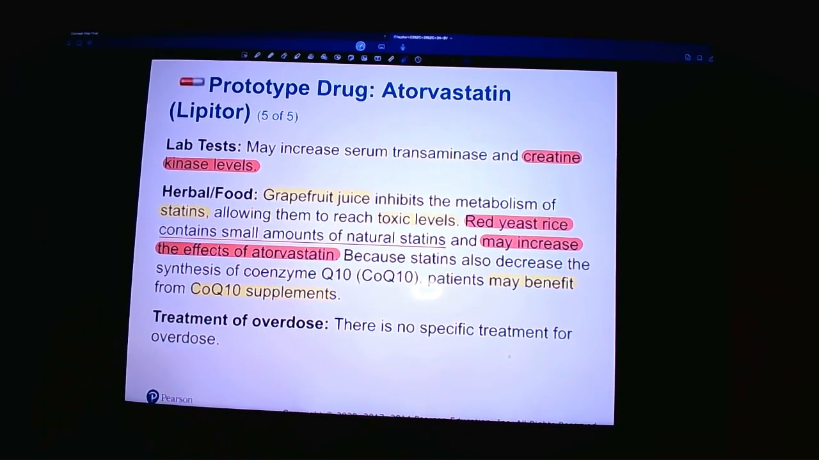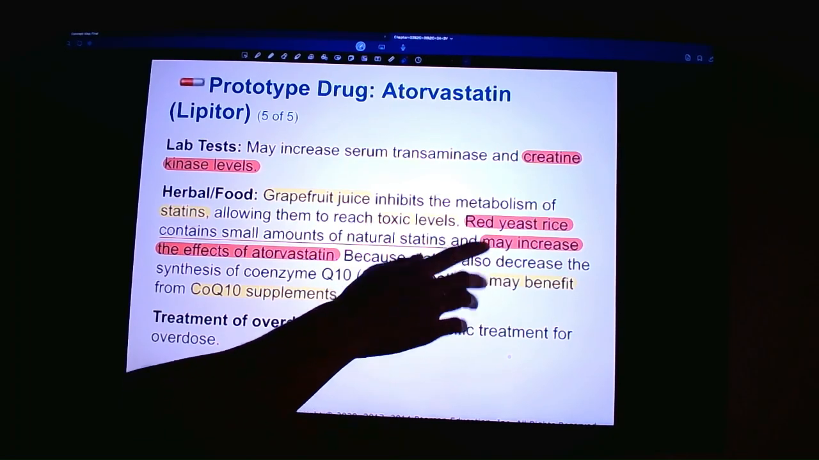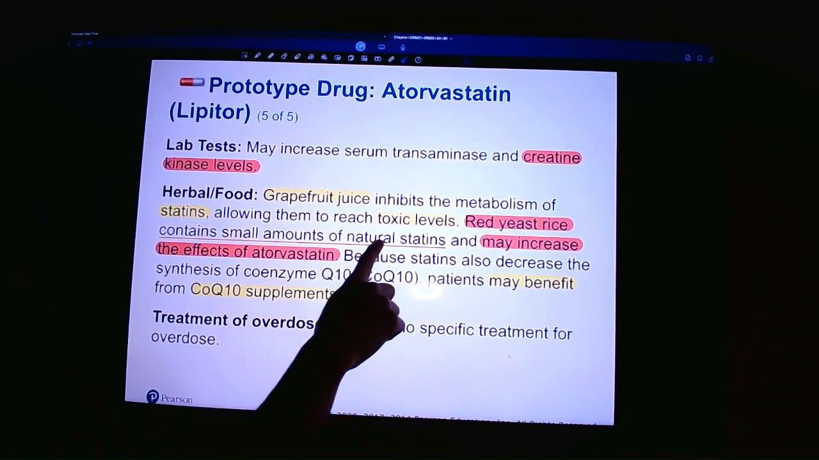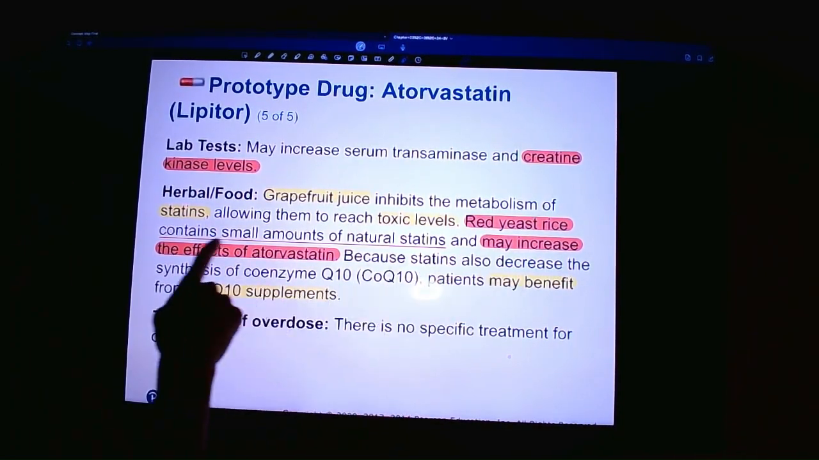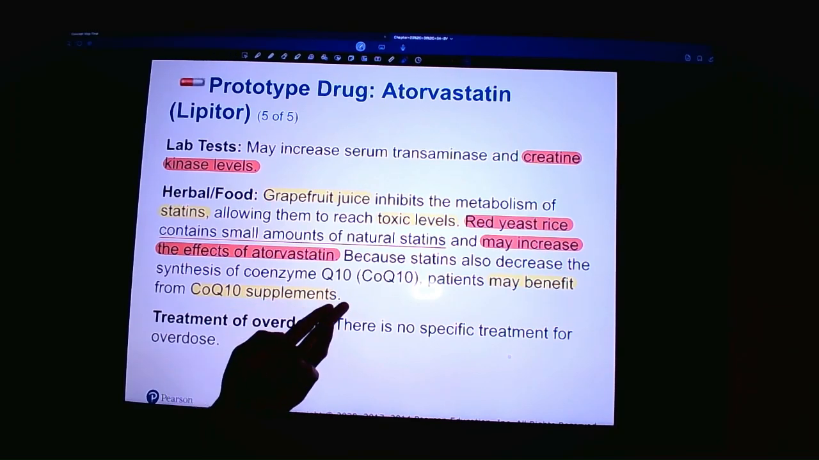Very interesting because it's very unique is the red yeast rice, right? That's kind of interesting because that has natural statins and they increase the effect of atorvastatin, right? So it's like a natural helper to this. That's pretty unique, right? And statins happen to also mess with the synthesis of coenzyme Q10, right?